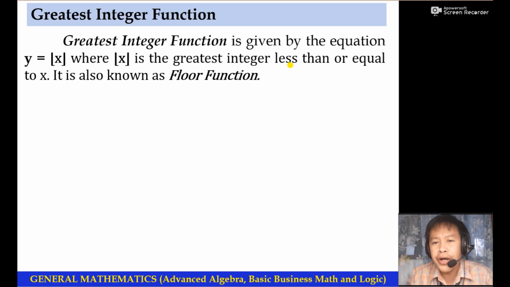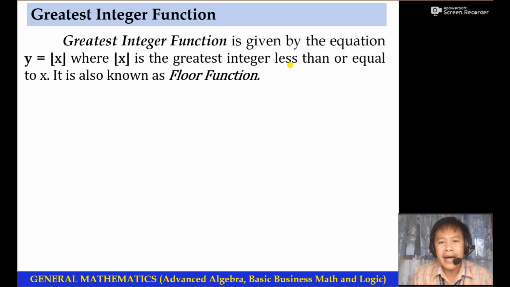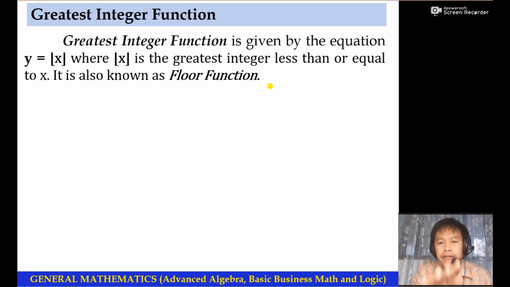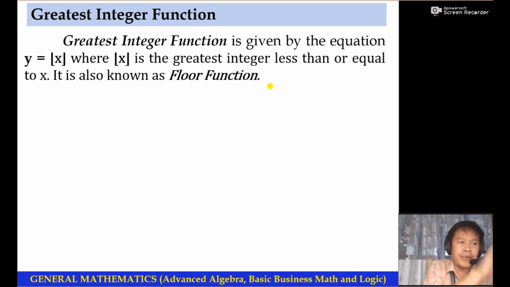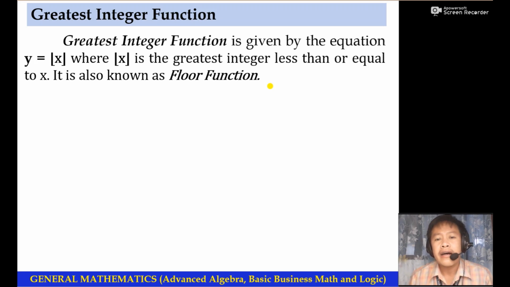It means that if our value of x is a decimal number, we are going to consider the integer which is less than that decimal number, not the integer which is greater than it. And it is also known as the floor function. Why floor function? Because it looks like a ladder in which you step from the first step to the second step, to the third step, up to the highest step of our floor. That is why it is also known as the floor function.